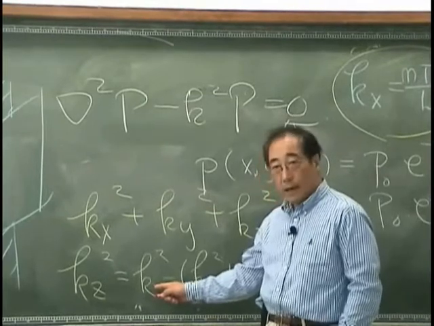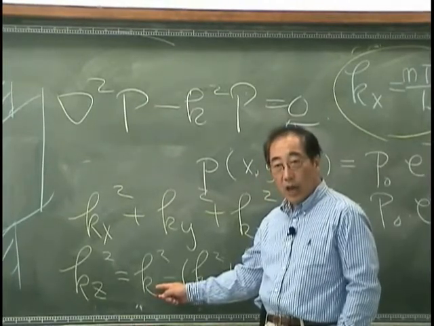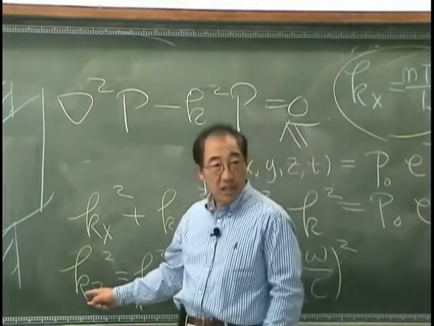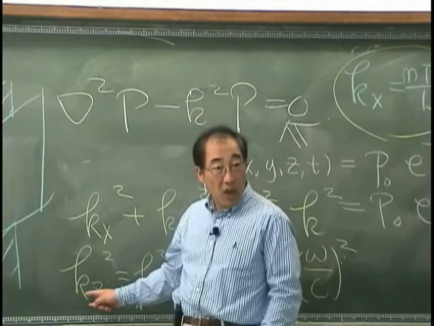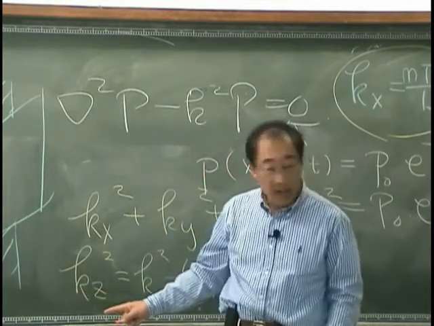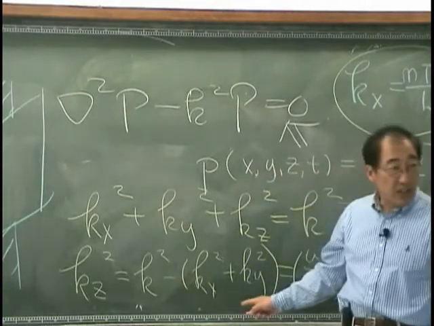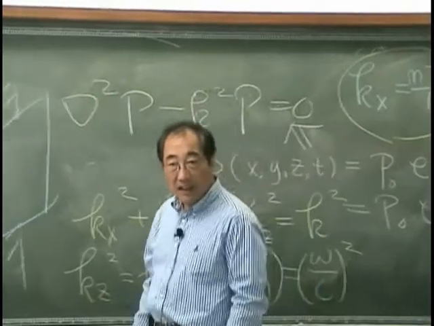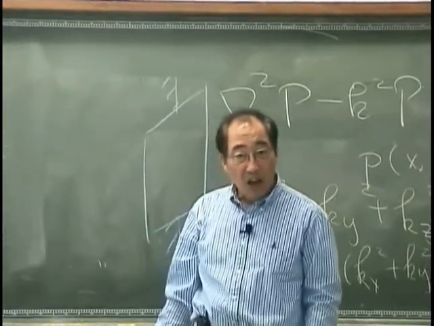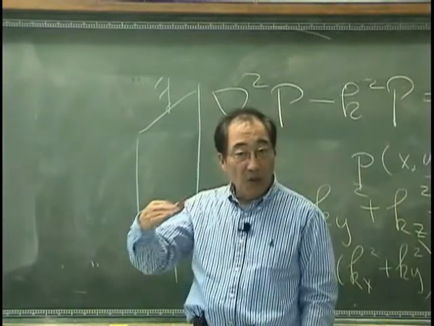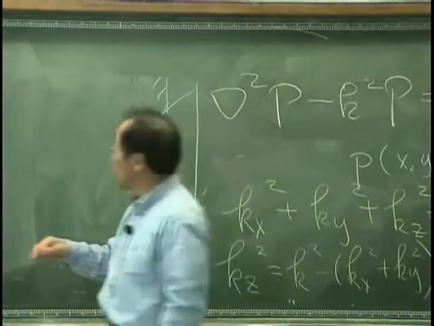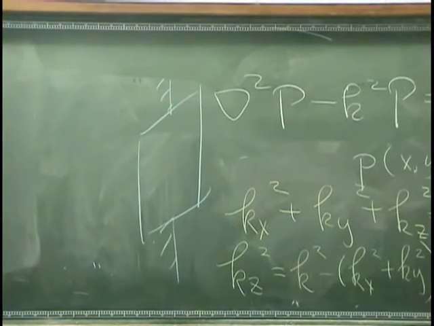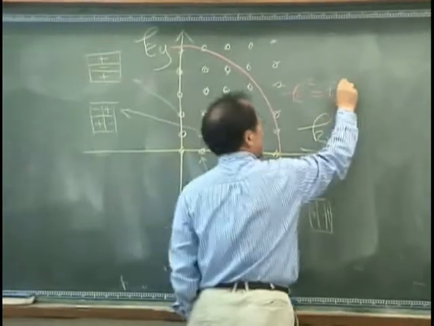When K square is less than this one, Kz square is negative, and when K square is greater than this, then Kz is real, and certainly K square is sort of the boundary, and that is important. So I draw K. That is K square is equal to Kx square plus Ky square.